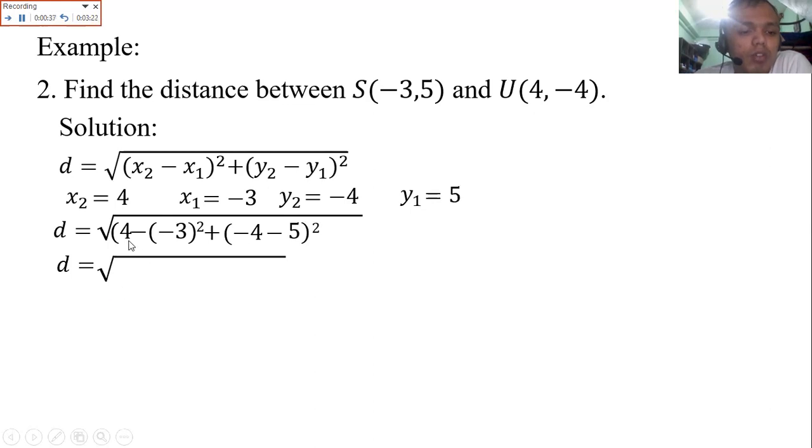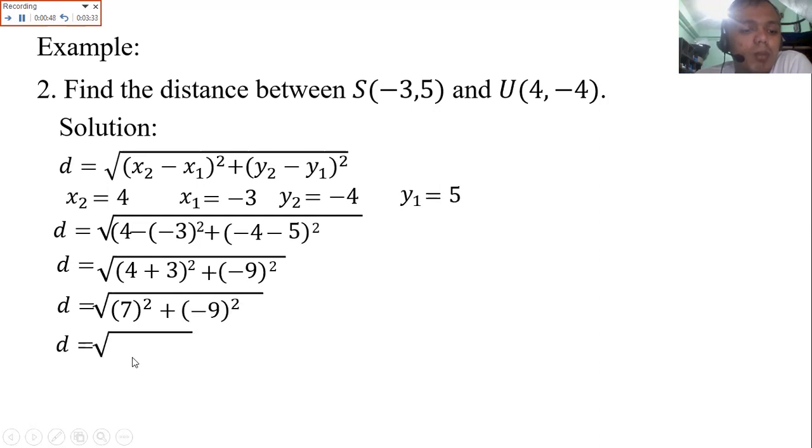Then we have 4 minus negative 3, or 4 plus 3, squared, plus negative 4 minus 5, which is negative 9, squared. 4 plus 3 is 7, then 7 squared is 49, plus negative 9 squared is 81. Adding 49 plus 81, that is equal to 130. Again, 130 is not a perfect square, so if we get the approximate value here, then we have 11.4. You can use a calculator to get the approximate value.